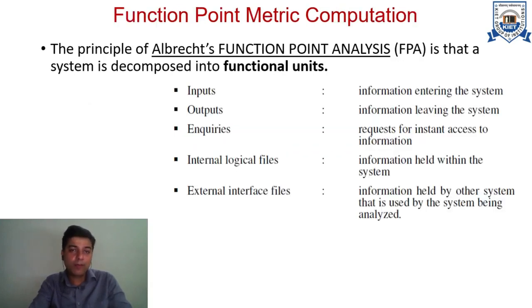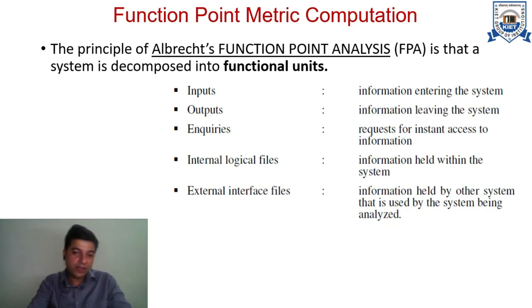So Albrecht proposed a function point analysis, called Albrecht's function point analysis, where he decomposed the system into various functional units. He identified 5 functional units of any software. The first is inputs, the information entering the system. Any kind of information that enters the system is identified as inputs, and the outputs are the information that is leaving the system. The third component is inquiries, which is the request of information accessed instantly by the user.